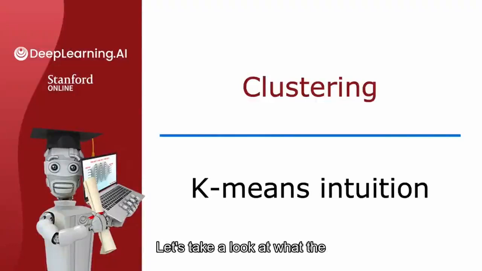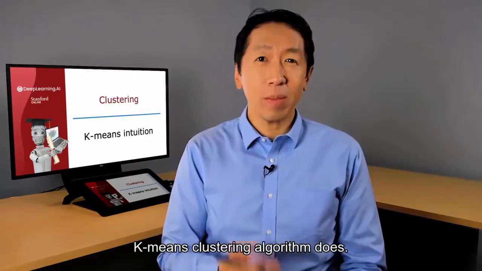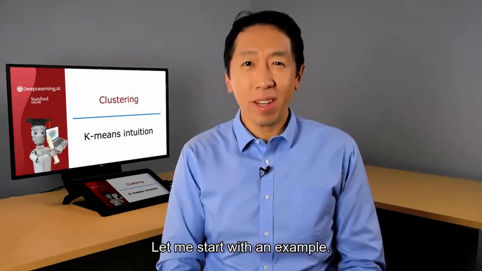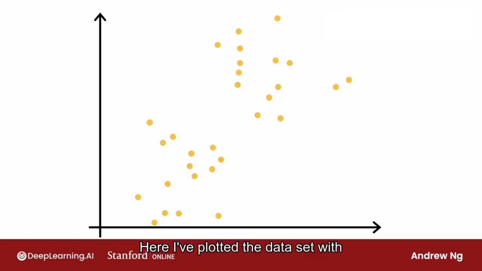Let's take a look at what the K-means clustering algorithm does. Let me start with an example. Here I've plotted a dataset with 30 unlabeled training examples. So there are 30 points, and what we'd like to do is run K-means on this dataset.